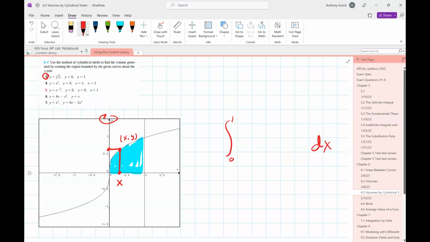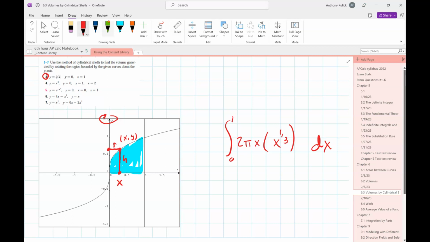The radius goes from the axis of rotation. So the horizontal is the radius, and the vertical piece is my height. So 2 pi x, comma, and then the h is just cube root x. Done, right? Just integrate from here.